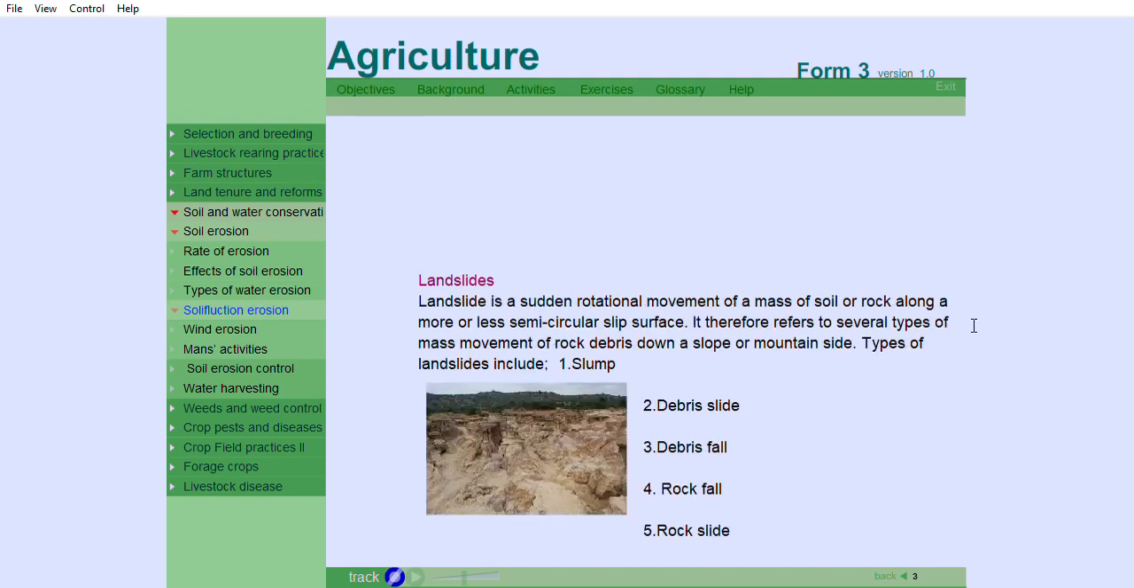Landslides. A landslide is a sudden rotational movement of a mass of soil or rock along a more or less semicircular slip surface. It therefore refers to several types of mass movement of rock debris down a slope or mountainside. Types of landslides include slump, debris slide, debris fall, rock fall, and rock slide.